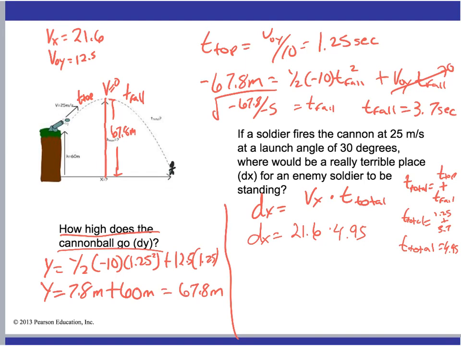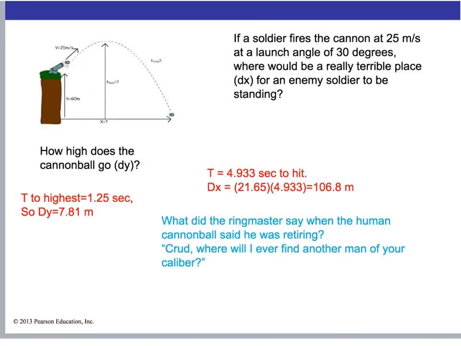And it would be a really bad idea if you were the enemy soldier to stand 107 meters away from the cliff. 106.8. Okay, so you can see that I did it correctly.